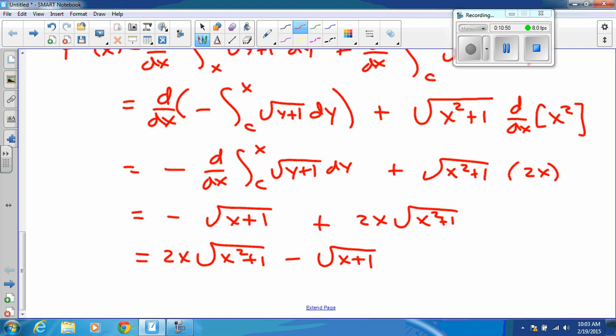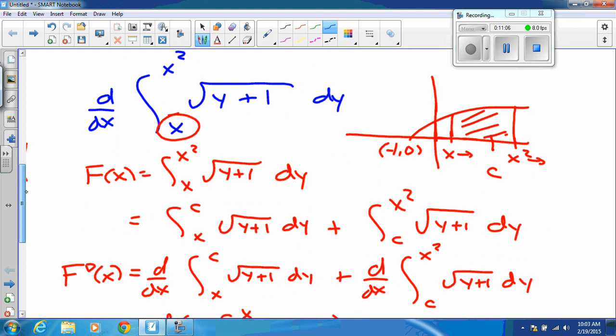Now this was fairly complicated, and the key move was splitting it at x equals c. I'd like to come back and visualize this so that this isn't quite so complicated. So let's visualize this. Here's the way we want to do it. Go back to our picture.